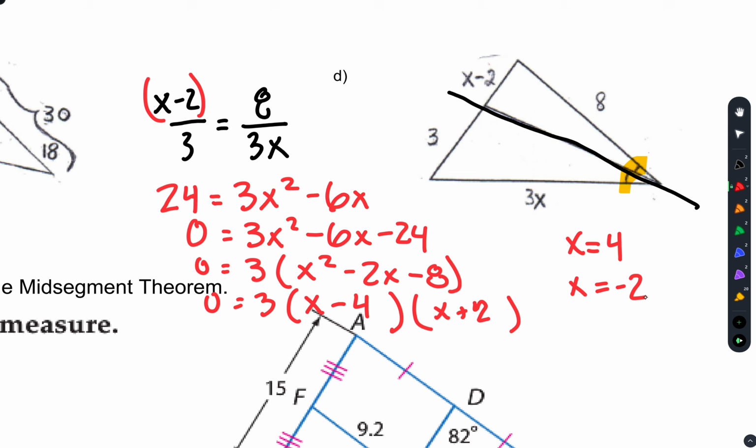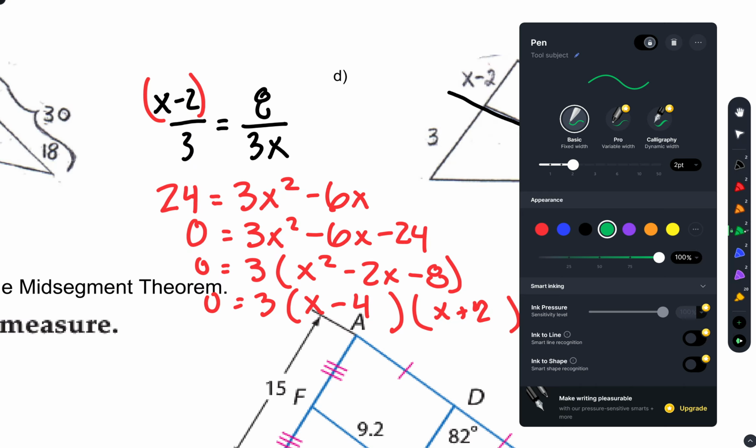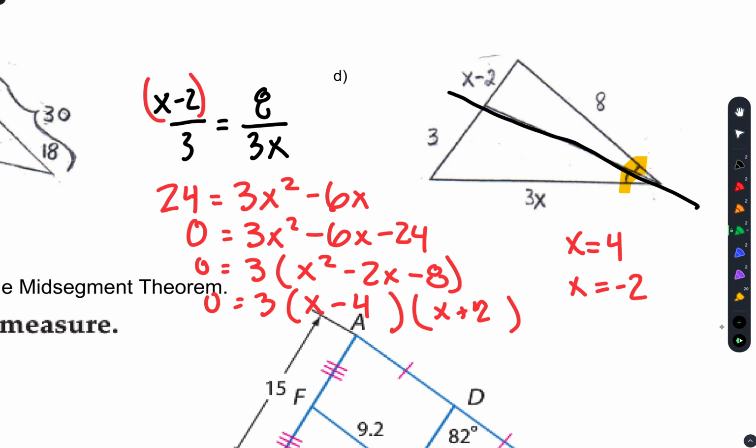What should I be checking? What do I need to double check before I'm done here? Dahlia? Let's check for extraneous solutions. So I'm going to make sure that I get no negative side lengths when I plug these things in. 3 times negative 2 is going to get me a negative 6, so I know that that's not going to work for me. My only correct solution is x equals 4.